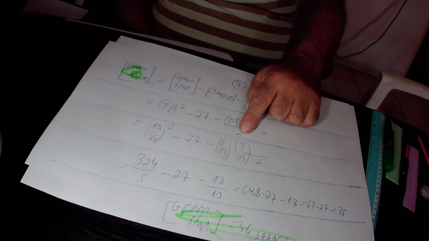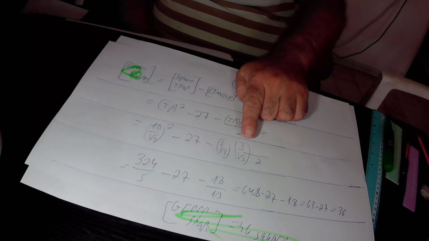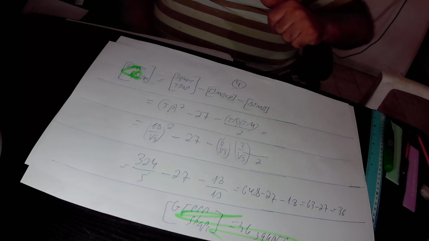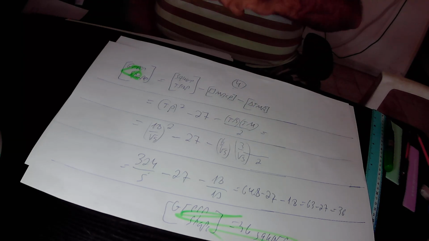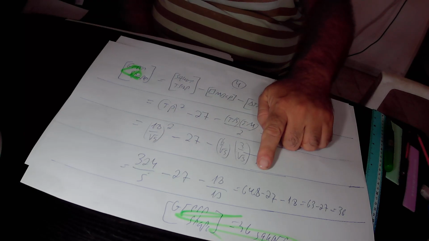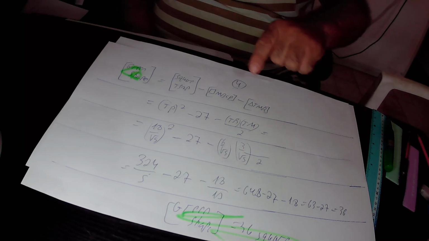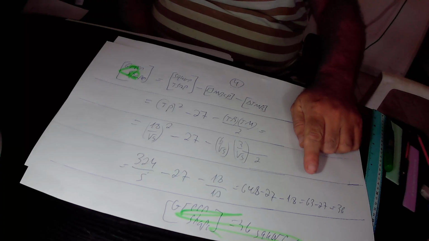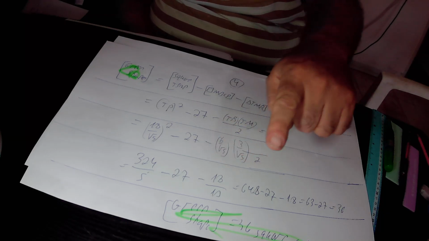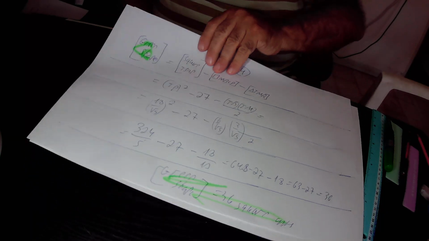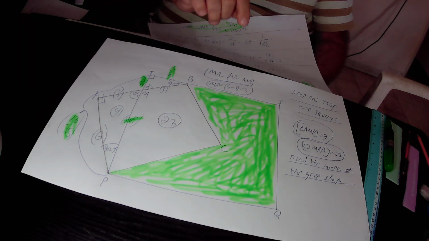And here we have this expression. In total, the value of this expression will be equal to 6 times 3 is 18. And here we have square root of 5 times square root of 5 is 5, and 5 times 2 is 10. So in total, the value of this expression is 18 over 10. So it is minus 18 over 10. Here we have 324 over 5 is 64.8, minus 27, and minus 18 over 10 is minus 1.8. 64.8 minus 1.8 is 63, minus 27. 63 minus 27 is 36. So in total, we found out that the area of the green shape equals 36 square units in its size.